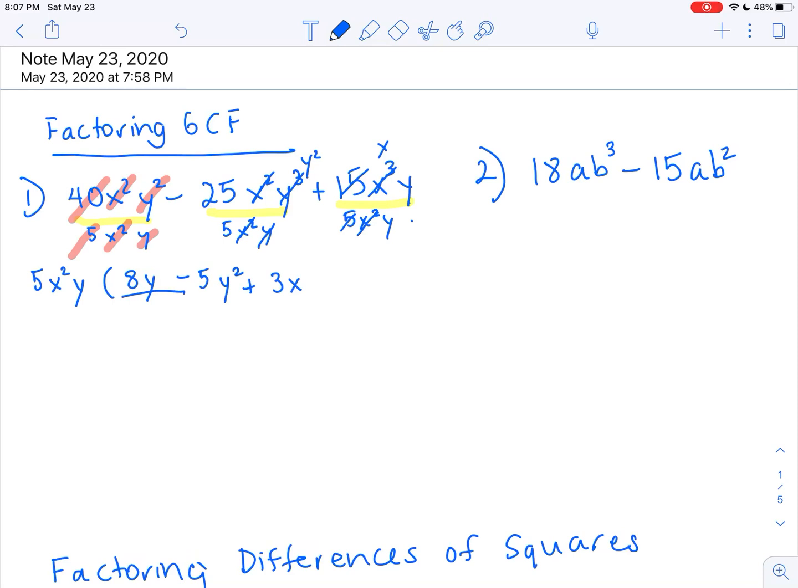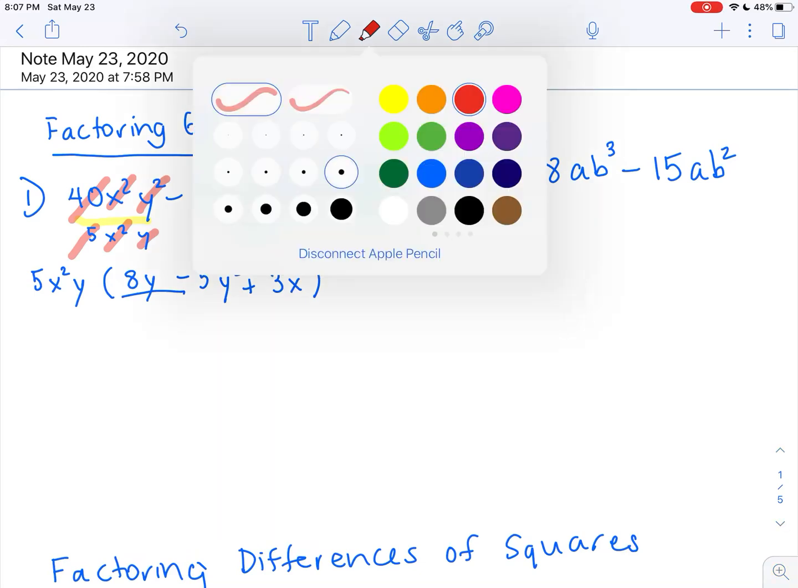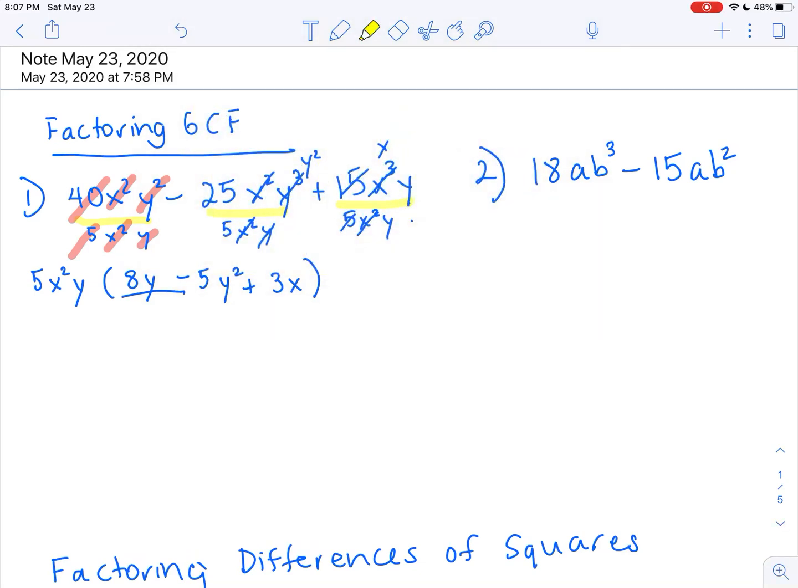And then here's the question. If I have a y on top and a y on the bottom, y divided by y is 1. And so if I do this correctly, you can always check your work by taking the GCF and then multiplying by each one of the terms inside. And the question is, do I get back to the original? Which you do.